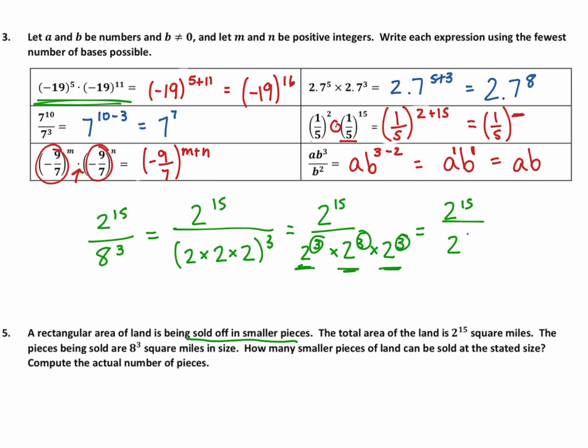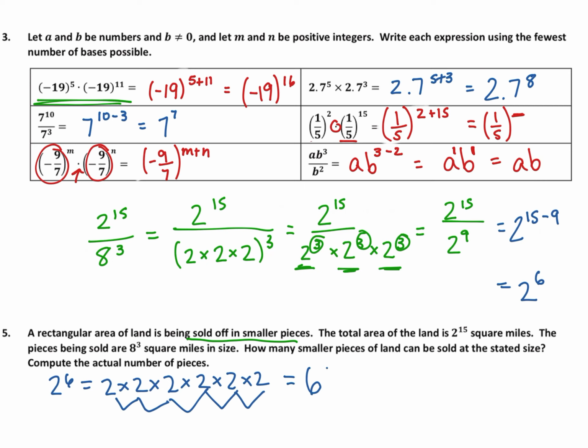And 2 to the 6th is 2 times 2 times 2 times 2 times 2 times 2. That would be 4, 8, 16, 32, 64. So when it says how many smaller pieces of land can be sold at the stated size, it is 64 pieces of land.